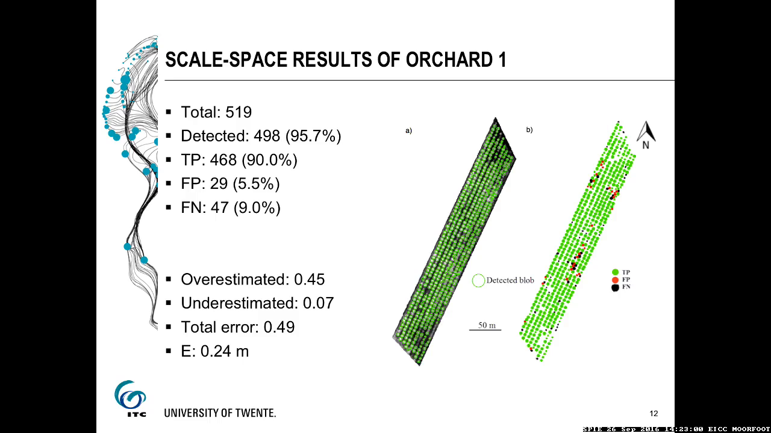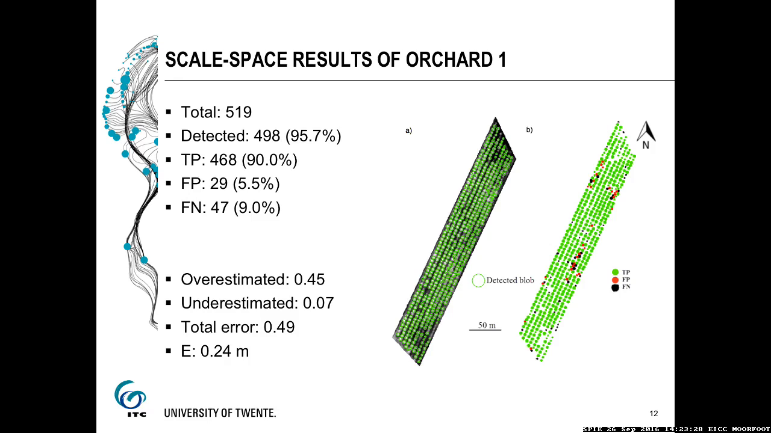And the overestimation and the underestimation are slightly different between those kinds of errors, and the total error is 0.49, and the positional accuracy is 0.24, which is less than the pixel size of the panchromatic image of the WorldView-2.